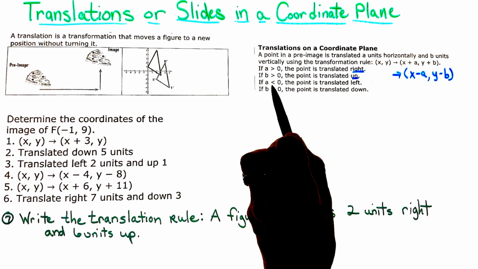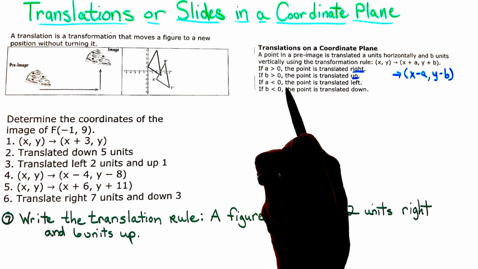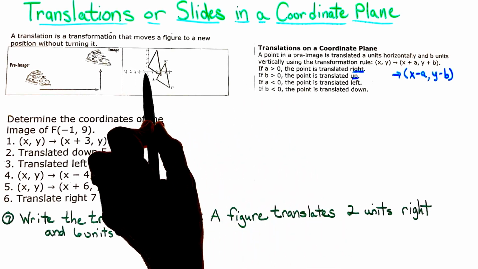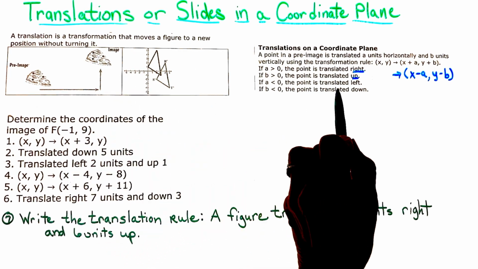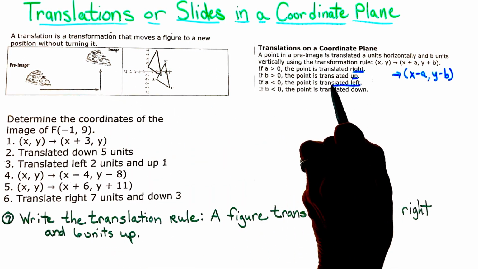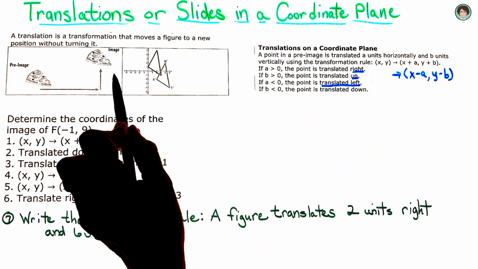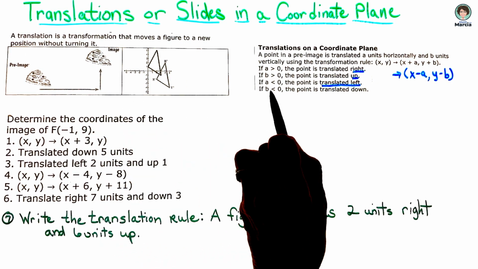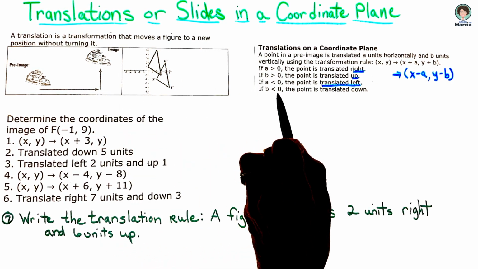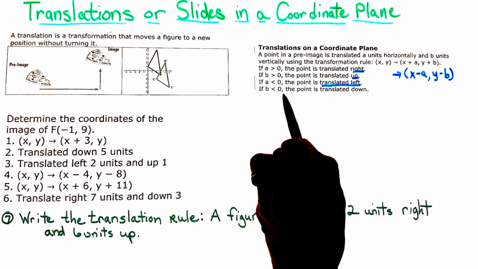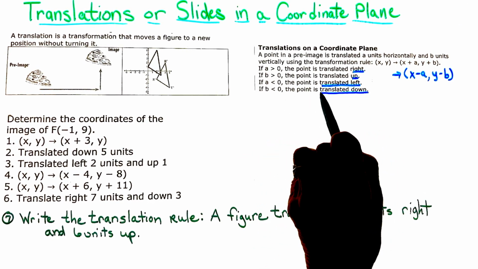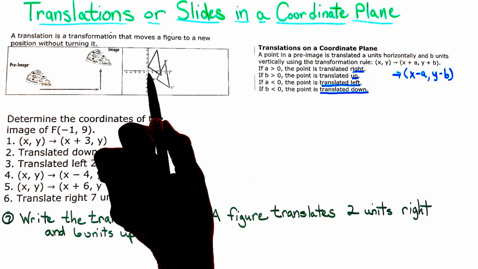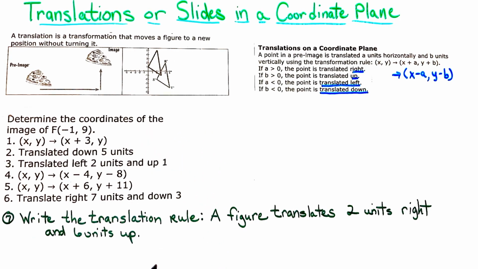What happens if we have a is less than 0? Well, if a is less than 0, it goes to the left where our negative integers are. And if b is less than 0, any number less than 0 is going to be your negative numbers. It goes down into our negative area on our XY axis.